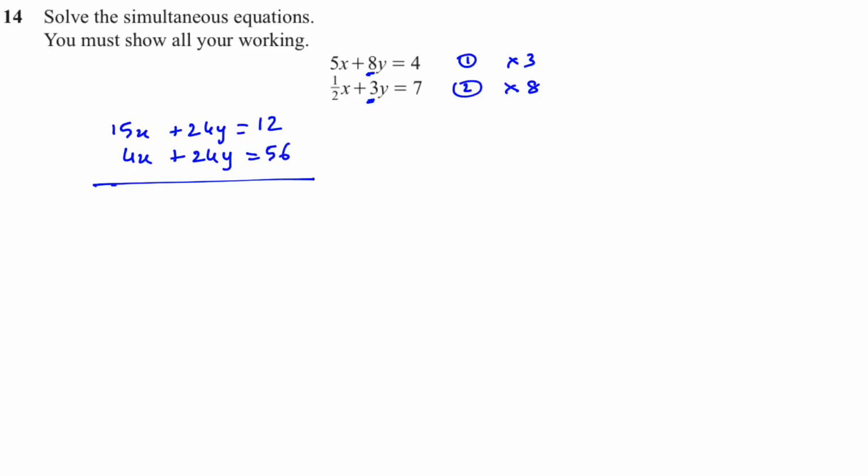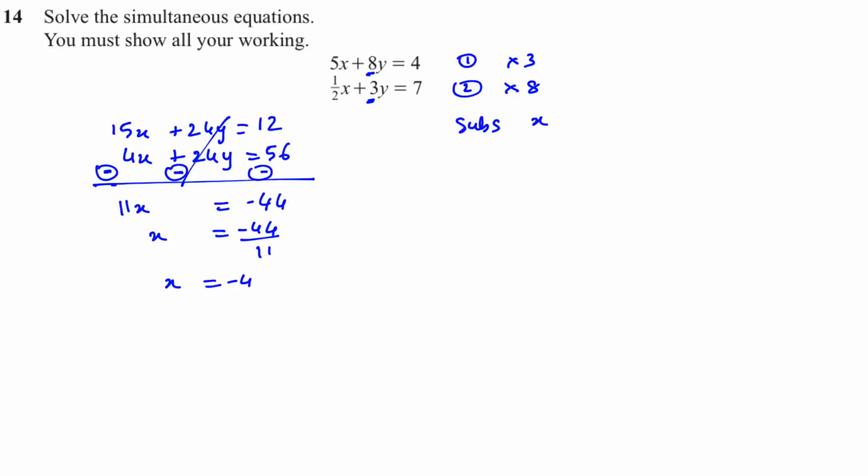If the signs are the same, you have a plus here and a plus here, then we have to change all the signs here. That is, we subtract. This will be the negative, negative, and negative. This is the sign we are going to use. 15 minus 4x will give you 11x. This will get cancelled. 12 minus 56 will give you negative 44. Divide negative 44 by 11 and we got our x. x is equal to negative 4.